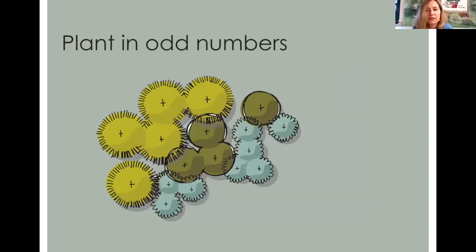Plant in odd numbers. Yes, but sometimes you can't. Don't get hung up on this, people. It's okay. If you've only got room for 2, and they're going to go right next to each other and they're going to grow into one another, then do 2.